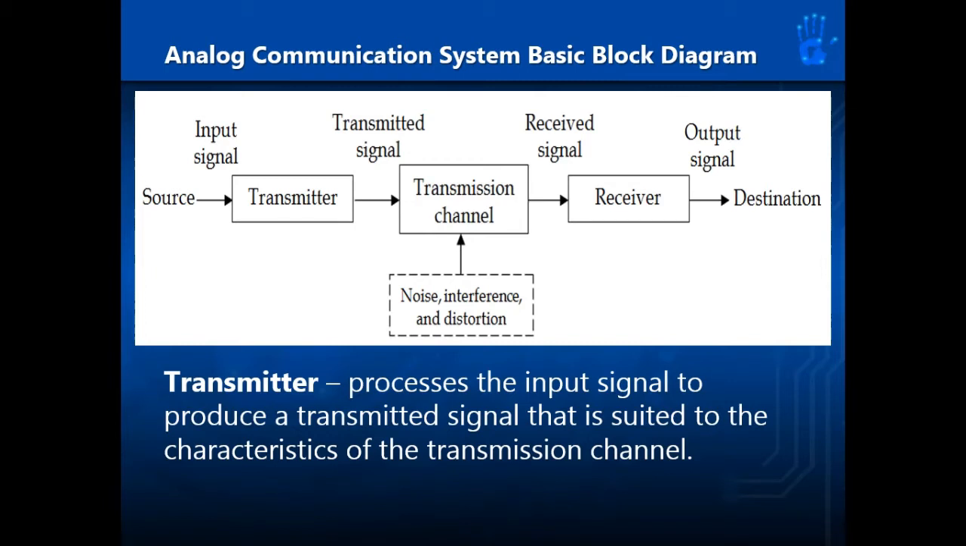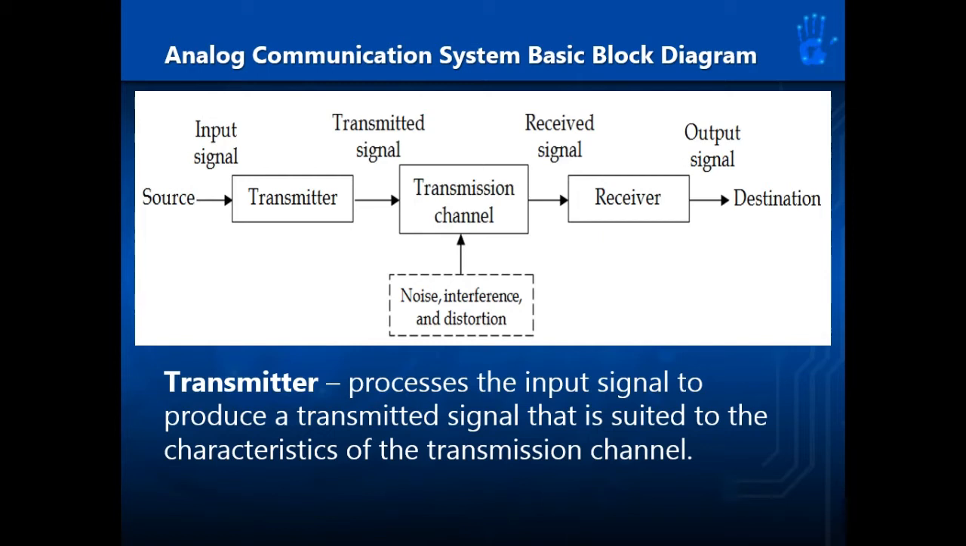The input signal here is the information that we want to transmit to our destination. For example, if our source is a person, the input signal could be the voice of the person. If our source is a camera, the input signal could be the pictures of the camera. The input signal would then proceed to the transmitter.